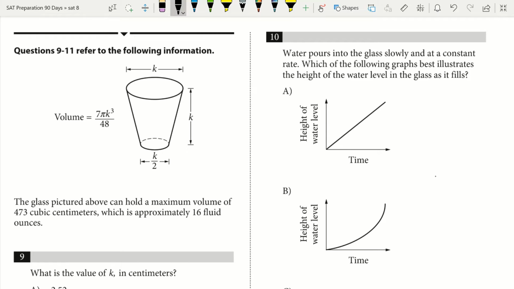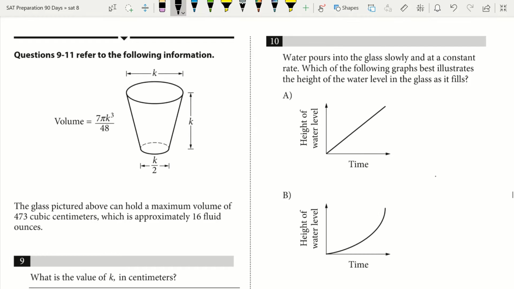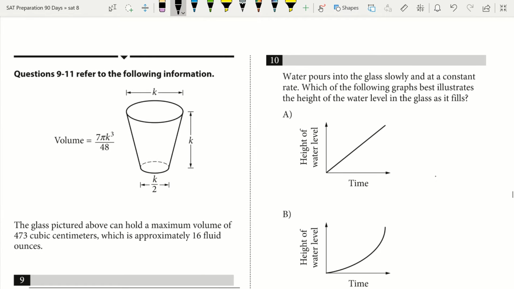Today I have an SAT math tip and trick that I want to share with you. This deals with question 10 from SAT practice test 8, the math with calculator section. This question doesn't really have anything to do with having a calculator versus not having a calculator. This is just something I want to show you where you can use intuition and common sense to help you get to the correct answer in certain scenarios in the SAT math section. So in this case, I want to show you question 10. Okay, so we're going to focus on this.